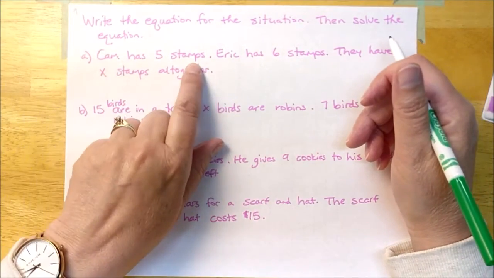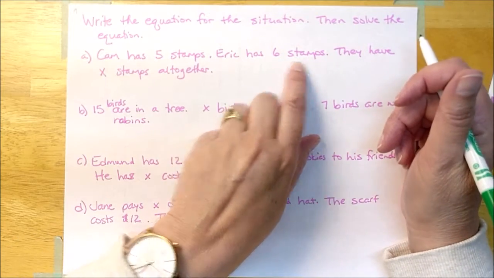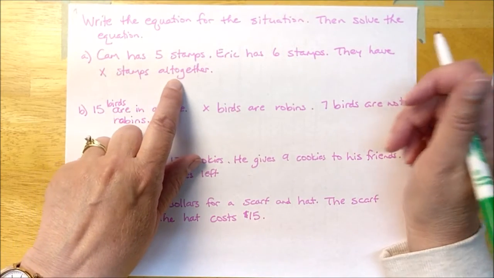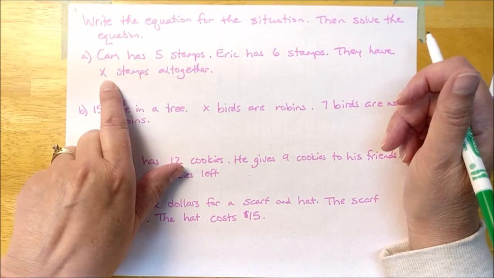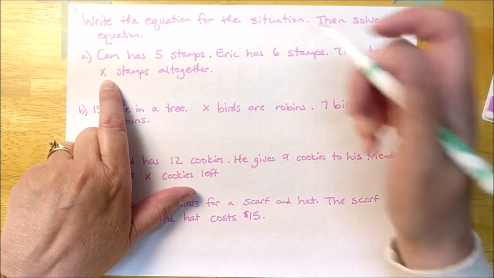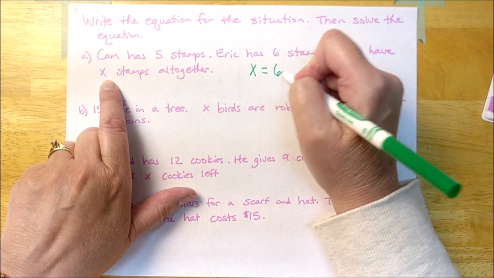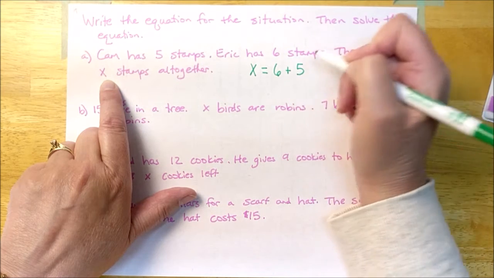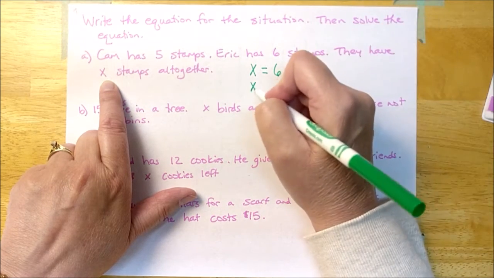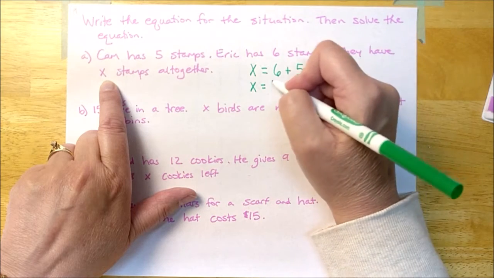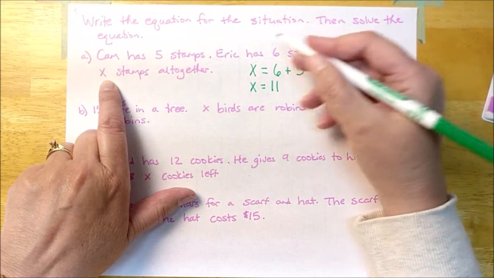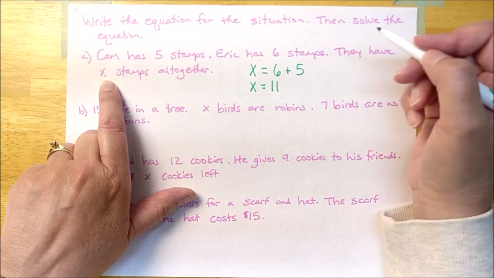So we know that Cam has 5 stamps, Eric has 6 stamps. How many stamps altogether? And they have, I don't know how many stamps altogether. So we're missing the total. So total equals part 1 plus part 2. So altogether, 6 plus 5 is 11. So altogether, Cam and Eric have 11 stamps.